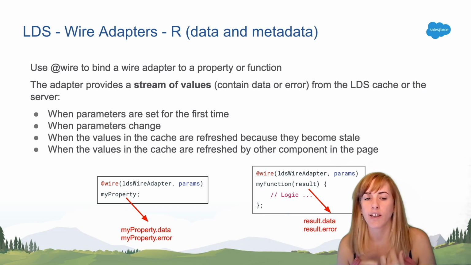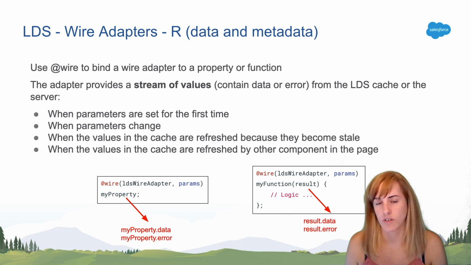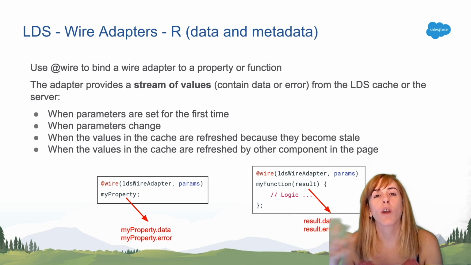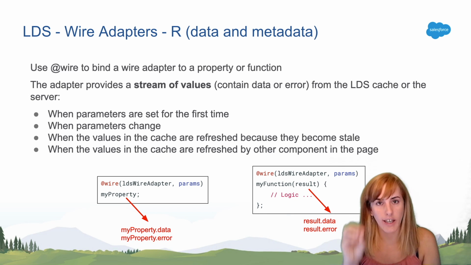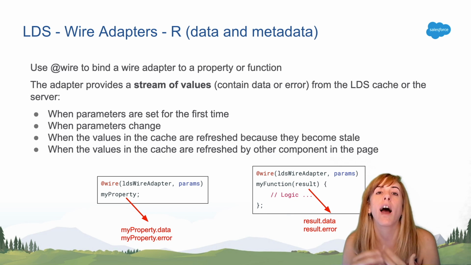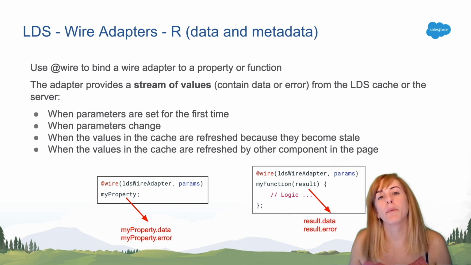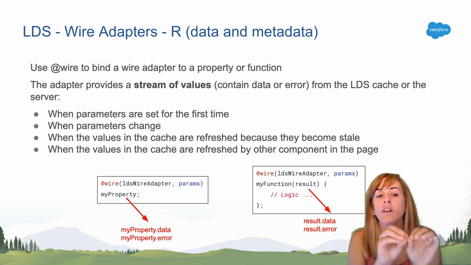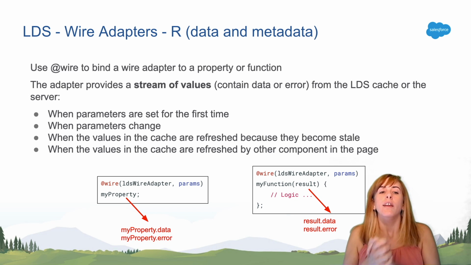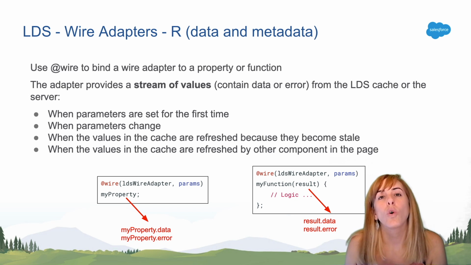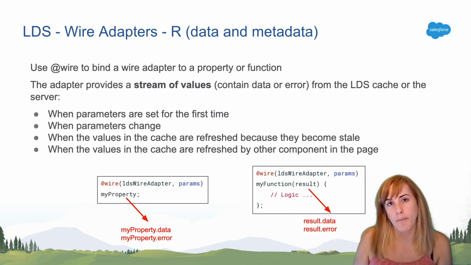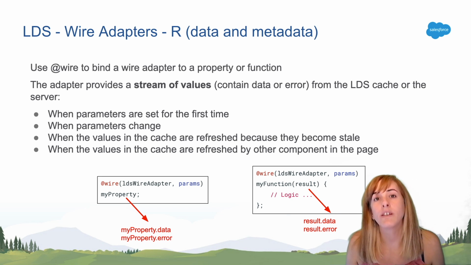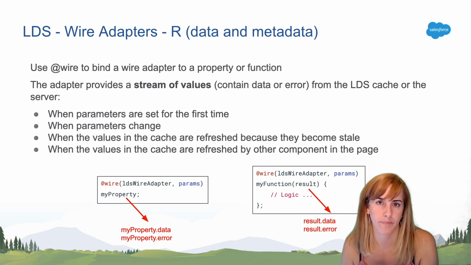One of the situations is when the parameters are set initially. So for example, if I'm using GetRecord, passing a record ID, and I initialize that parameter, the first time that I initialize that parameter, the wire service is going to retrieve that record and is going to store it in the property. It also provides new values when those parameters change. So for example, if I change the value of that record ID, then the wire service is going to provide new values to my property.